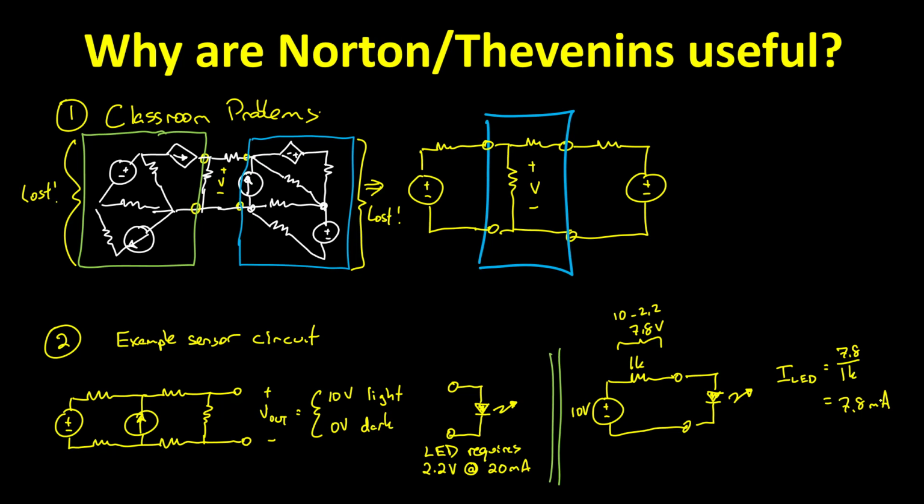This kind of insight can only be seen by looking at the Thevenin equivalents. If you just simply looked at what the output of your sensor circuit was, found it was 10 volts when it was lit, and 0 volts when it's dark, you might come to the erroneous conclusion that it actually provides more than enough voltage for your LED instead of not enough.